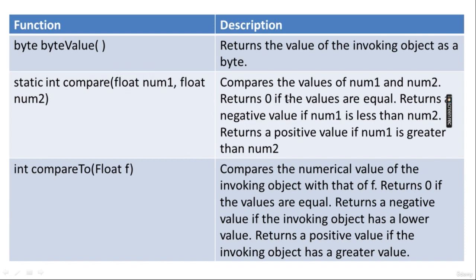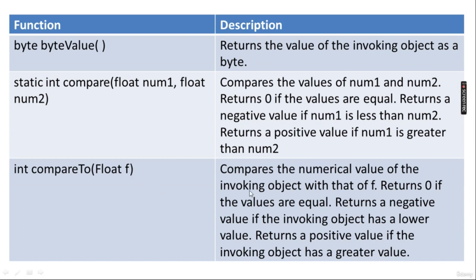byteValue returns the value of the invoking object as a byte. static int compare(float num1, float num2) compares the values of num1 and num2 and returns the result. It returns 0 if they are equal, a negative value if num1 is less than num2, and a positive value if num1 is greater than num2. If the first number is greater, it will return a positive value. If the second number is greater, it will return a negative value. If both are equal, it will return 0.